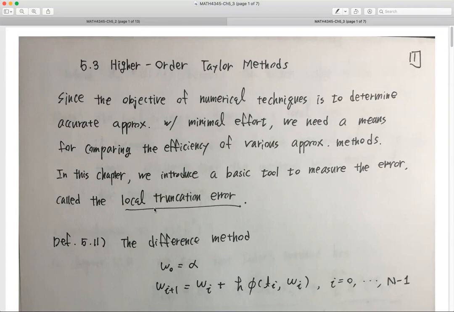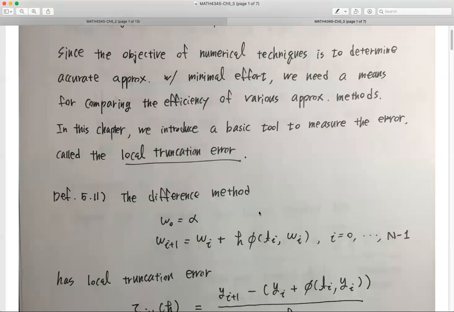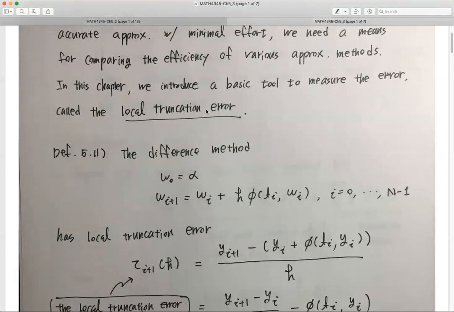study several numerical methods for solving algebra problems, but we need to compare them. In order to compare them, we need a certain tool to measure the accuracy of each numerical method. So here in 5.3, you can see that we introduce a basic tool to measure the error called the local truncation error. So let's see, what's the definition of local truncation error?